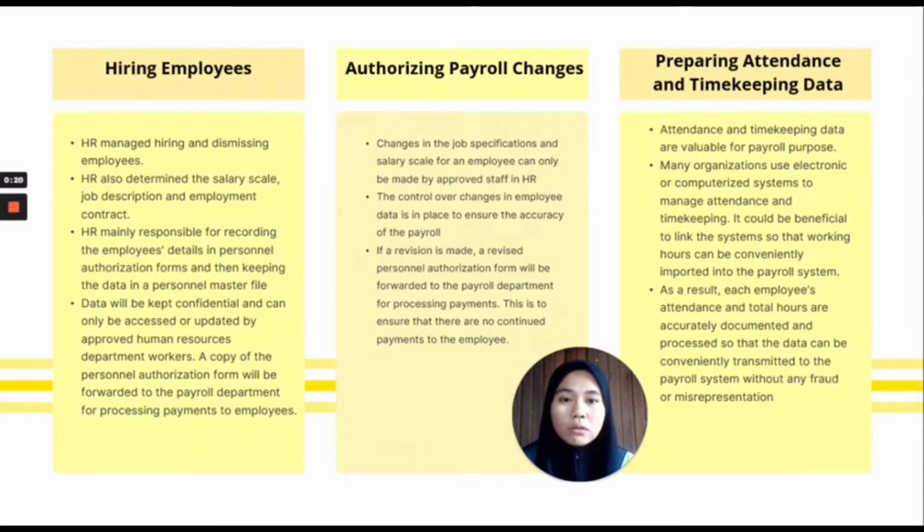The control over changes in employee data is in place to ensure the accuracy of the payroll. If a revision is made, a revised personnel authorization form will be forwarded to the Payroll Department for processing payment. This is to ensure that no continued payments are made to the employees.